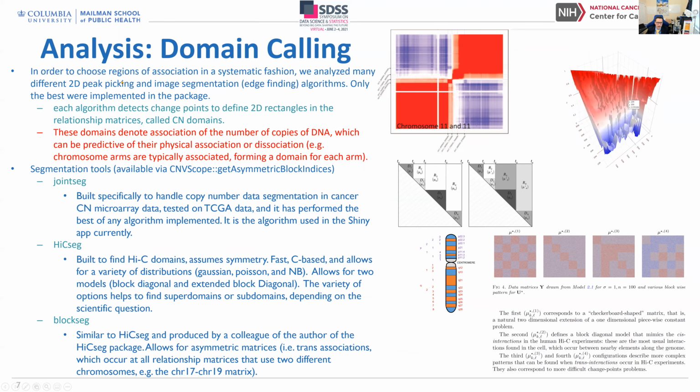In order to choose these regions of association, we found that joint seg actually did the best, and was able to pick out these regions of association. If you notice, the places labeled designate the segmentation boundaries. And so these domains denote association of the number of copies of DNA, which can be predictive of their physical association or dissociation. For example, chromosome arms are typically associated, which form a domain for each arm.